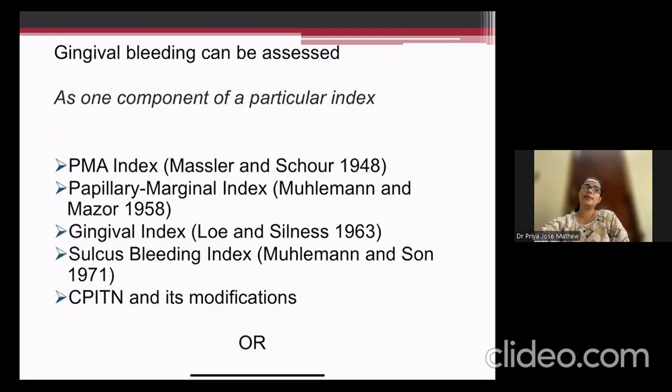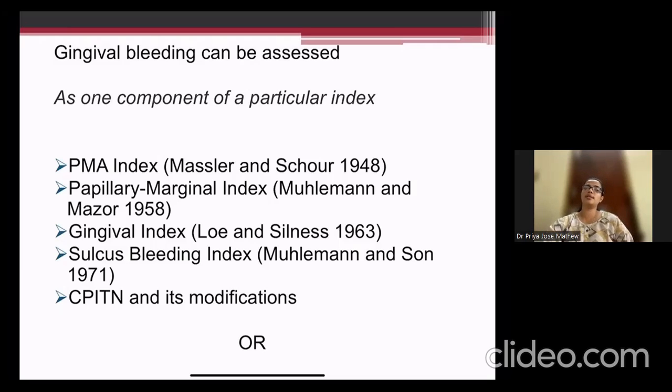Now, what are the indices that are used as gingival bleeding indices? Either the gingival bleeding index is used as a part of a particular index, like in the papillary marginal assessment, papillary marginal index by Muhlemann and Mazor; in gingival indices like Loe and Silness, which is the most common gingival index that we follow; and also in the sulcus bleeding index like Muhlemann and Son in 1971, and CPITN and its modifications.